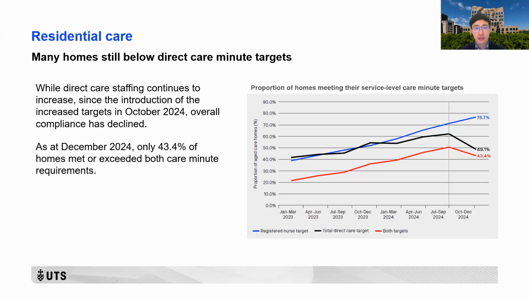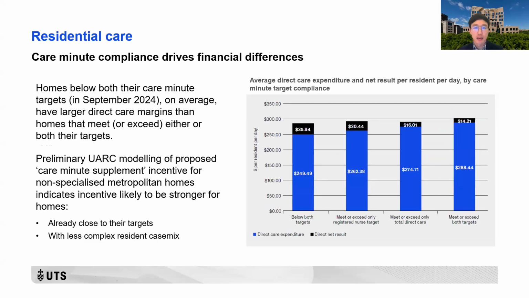Despite the care minute compliance gradually getting better, there is still a substantial proportion of homes that remain non-compliant. Sustained improvement will depend on homes' ability to attract and retain sufficient staff, particularly in areas that are facing workforce shortages. So what is the financial implication of meeting or not meeting care minute compliance?